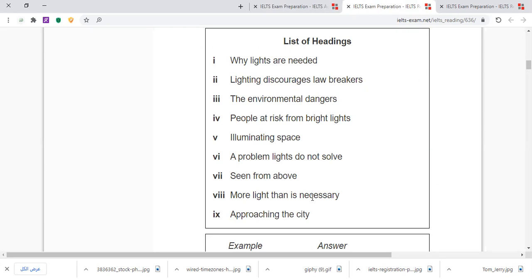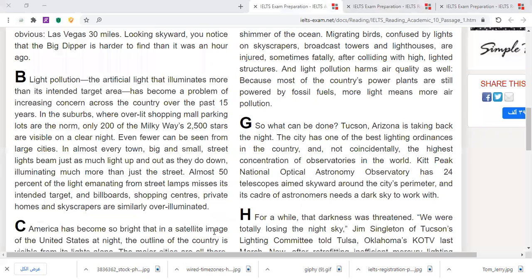More light than is necessary. What do you think about this one? I think yes. Yes, me too. How can we find this? Let me show you. He said here that the parking lot in a shopping mall, you can see the lights even from what? From large cities. Because they show us more than what is needed.